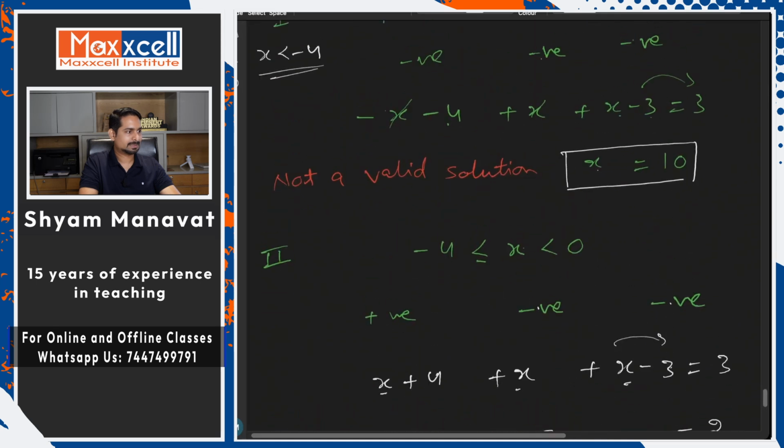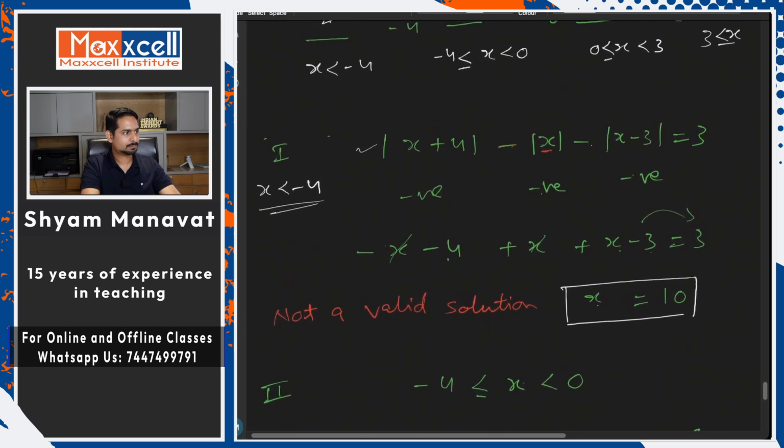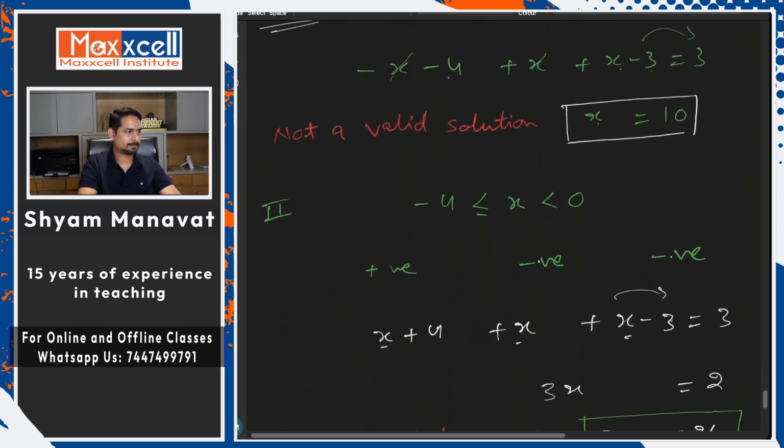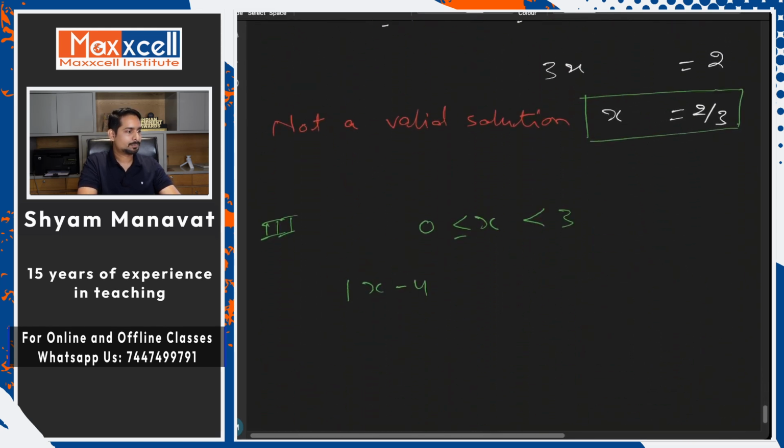No, I made a mistake in solving the second one. Okay, it was x plus 4. Correct. All good. x plus 4. Okay. So x plus 4 minus mod of x minus x minus 3 equal to 3.